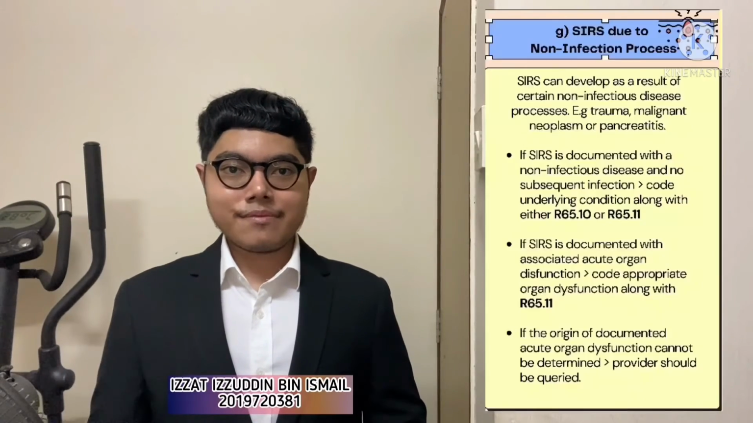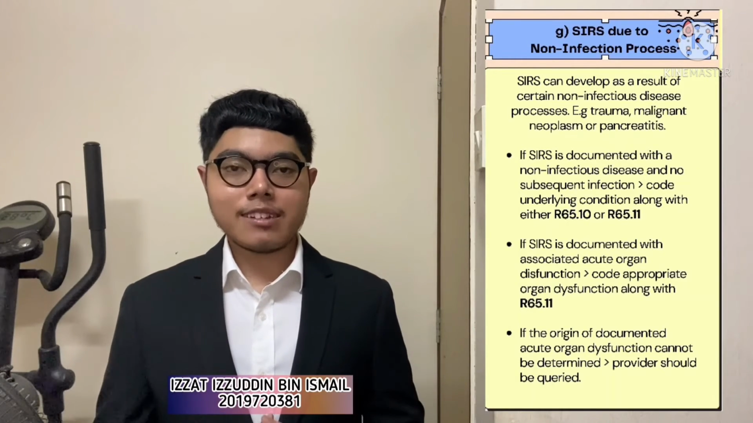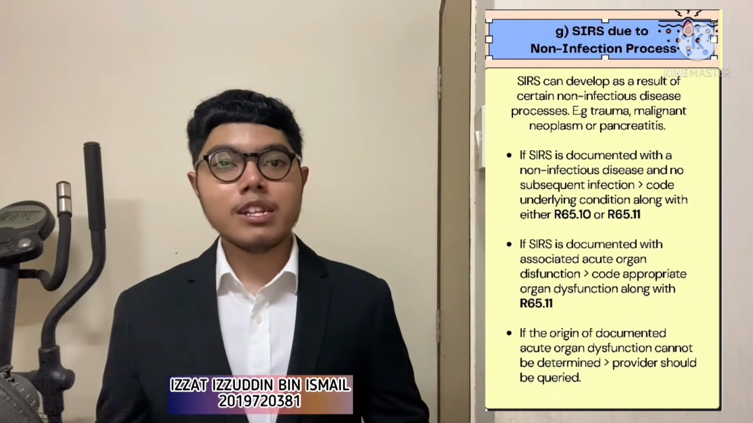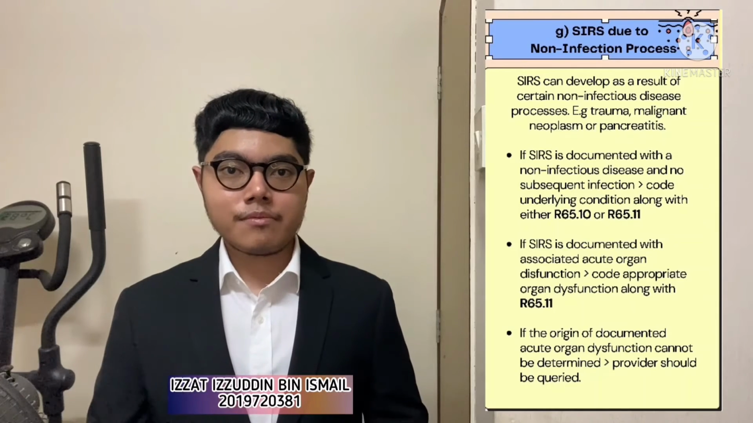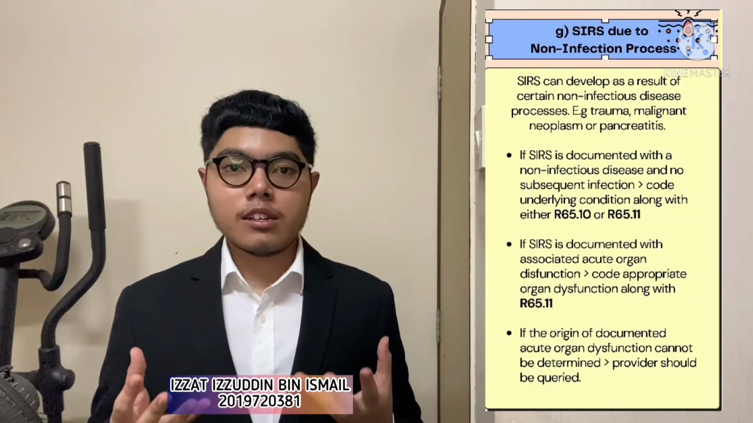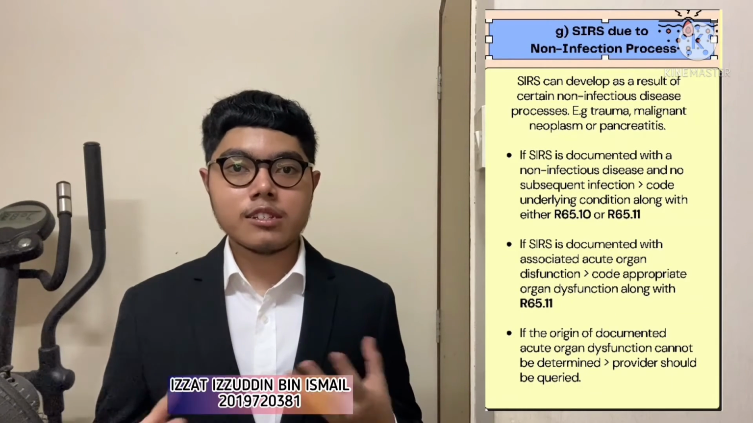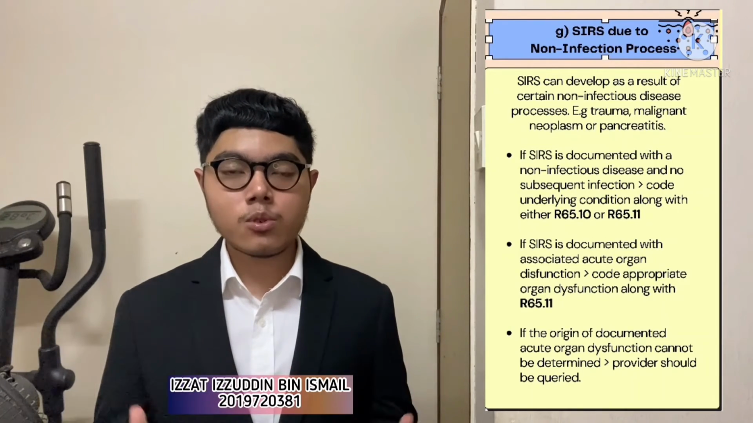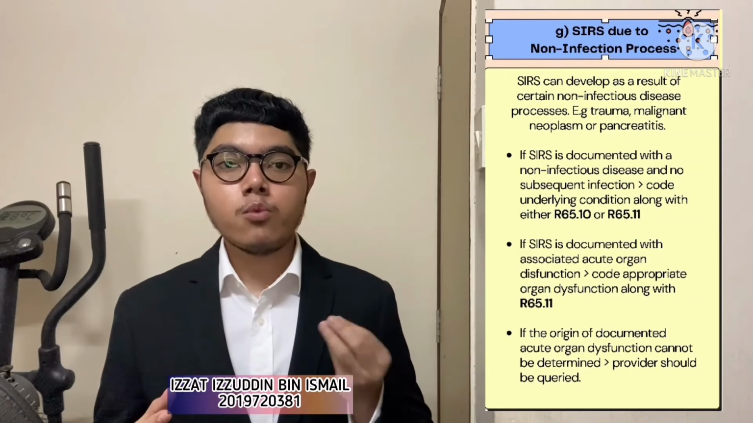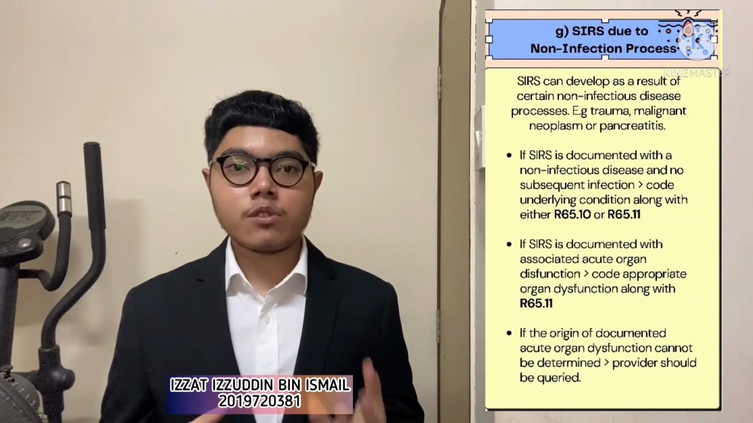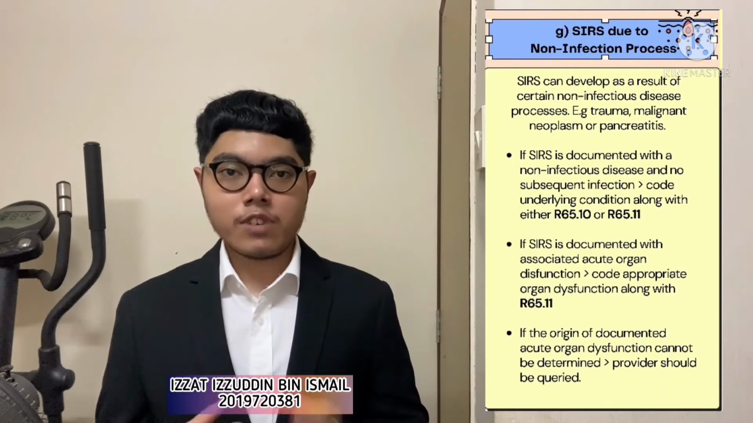Thank you, Sophie. SIRS due to a non-infectious process. The systemic inflammatory response syndrome, SIRS, can develop as a result of certain non-infectious disease processes such as trauma, malignant neoplasm, or pancreatitis. When SIRS is documented with a non-infectious condition and no subsequent infection is documented, the code for the underlying condition, such as injury, should be assigned, followed by either code R65.10, SIRS of non-infectious origin without acute organ dysfunction, or code R65.11, SIRS of non-infectious origin with acute organ dysfunction.